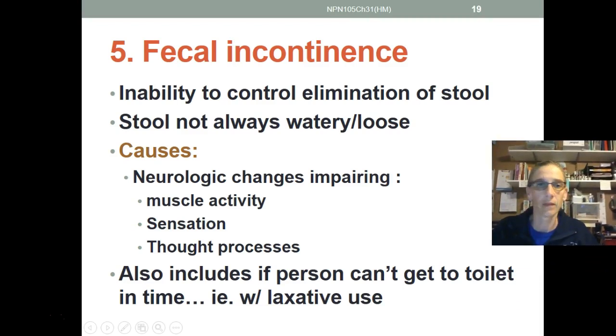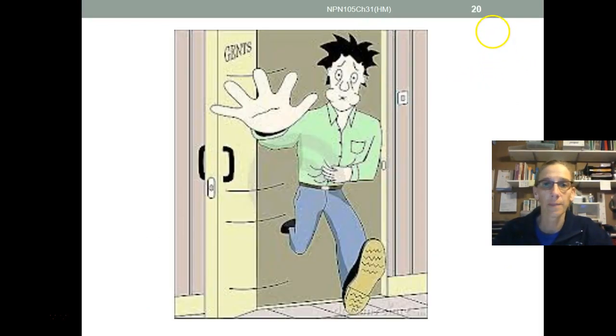Okay. Fecal incontinence. Fecal incontinence is the inability to control the elimination of stool. Stool is not always watery or loose when you have fecal incontinence. Causes can be neurologic changes that impair muscle activity, sensation, or thought processes. They may not realize they have to go. They don't feel that sensation that they have to go. They may not have the ability to control the muscles when they have to go. It also includes if a person can't get to the toilet in time, for example with laxative use. Okay, so here's my picture. The guy has to run to the bathroom.